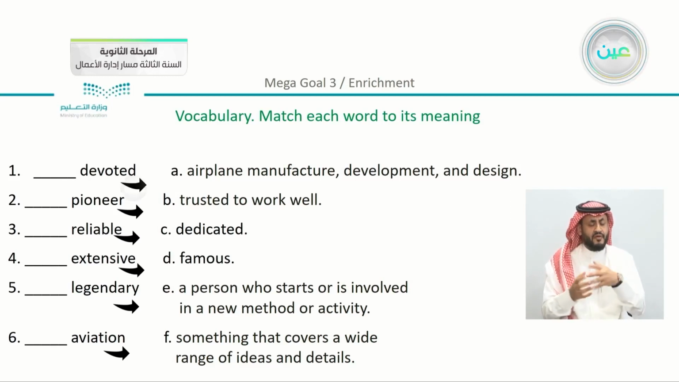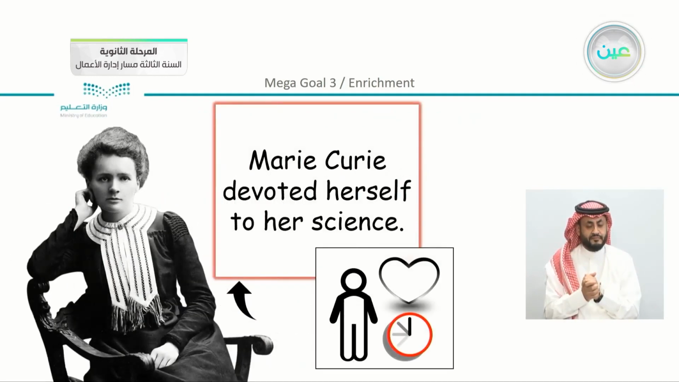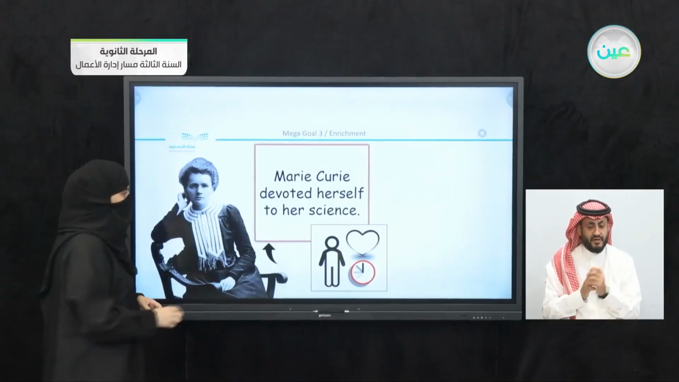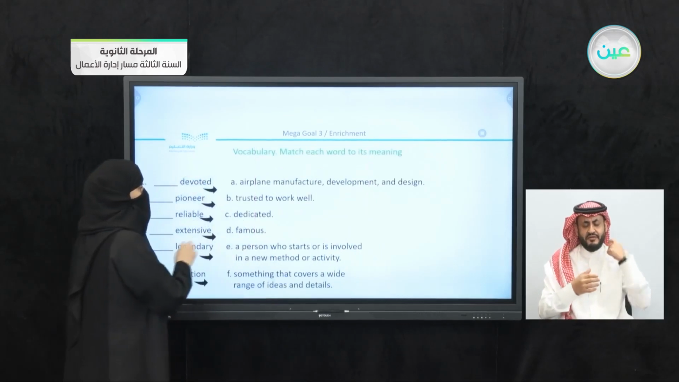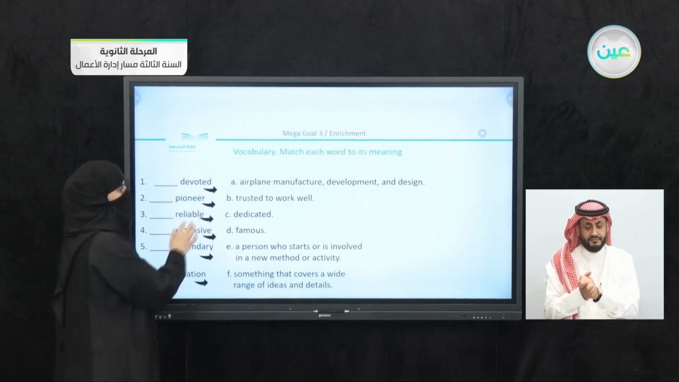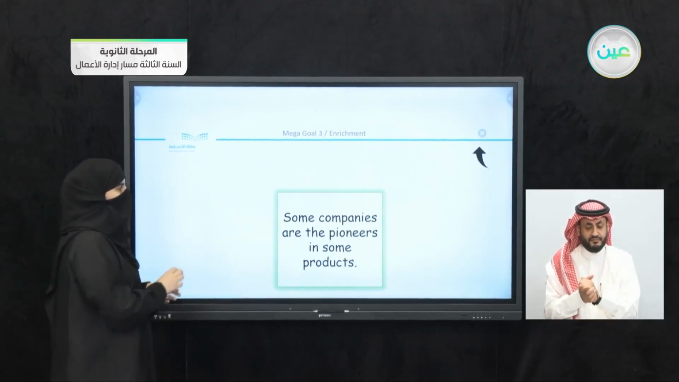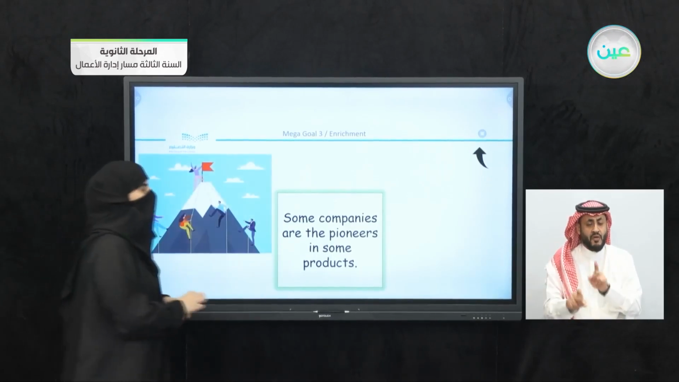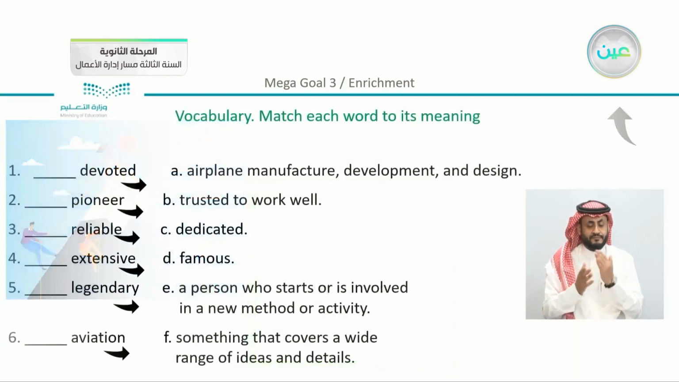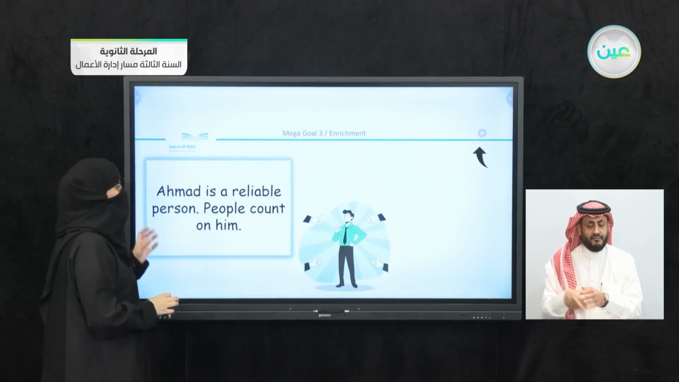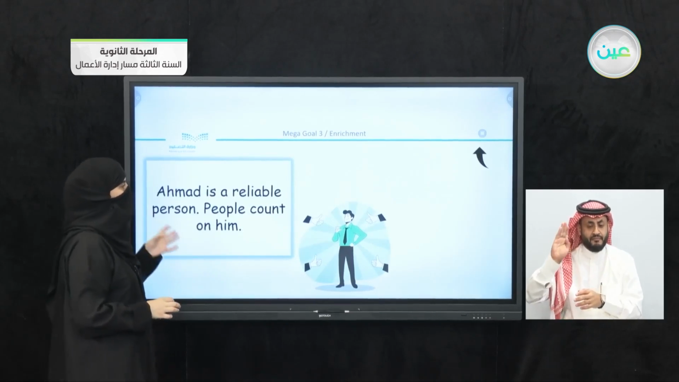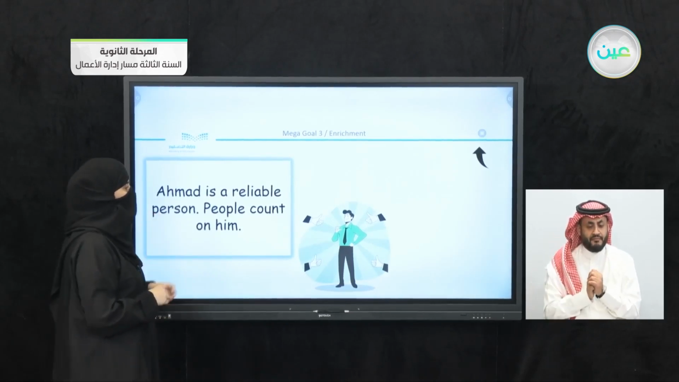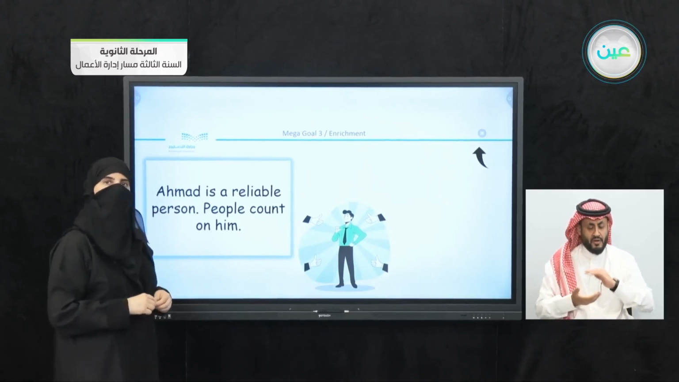I'm going to give you short hints here. We said that Marie Curie devoted herself to her science. Also, we mentioned pioneer. For example, we said that some companies are the pioneers in some products. Moving on, we had also the word reliable. For example, Ahmed is a reliable person. People count on him.